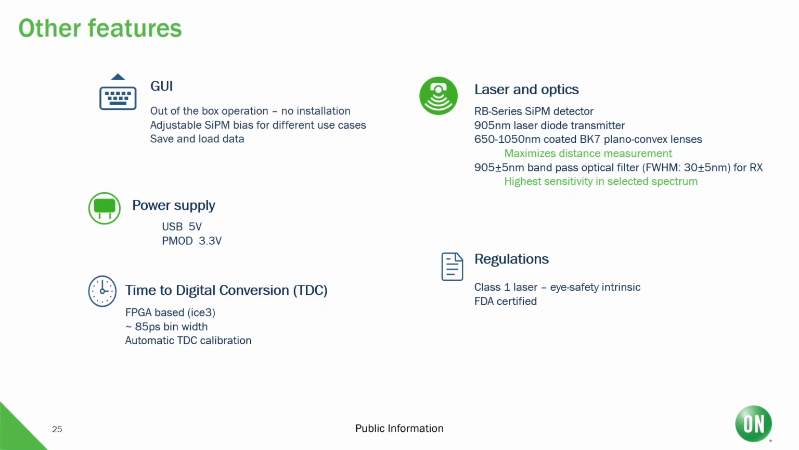The optic and lenses system is optimized to maximize distance measurement and achieve the highest sensitivity in the operating spectrum. The system is Class 1 FDA certified, thus working at low power and being eye safe. The time to digital conversion is handled by the FPGA as learned, and two different supplying modes are supported for convenience. The kit includes the USB cable.